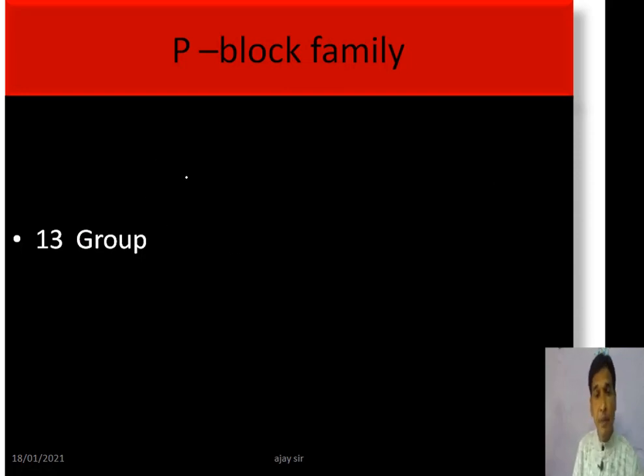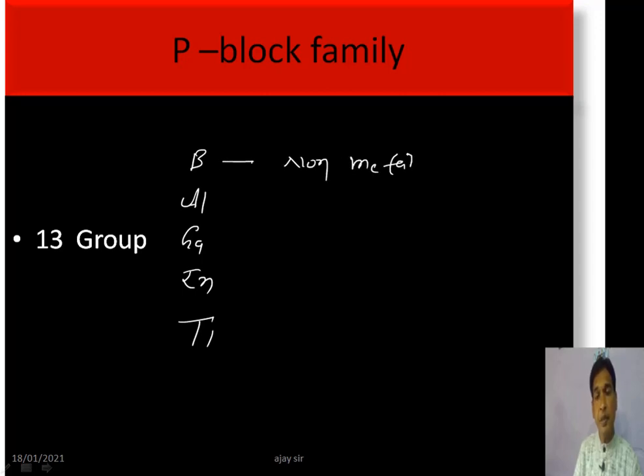In the p block family, the first group is group 13: boron, aluminium, gallium, indium and thallium. Boron is a non-metallic element and aluminium is a metallic element.